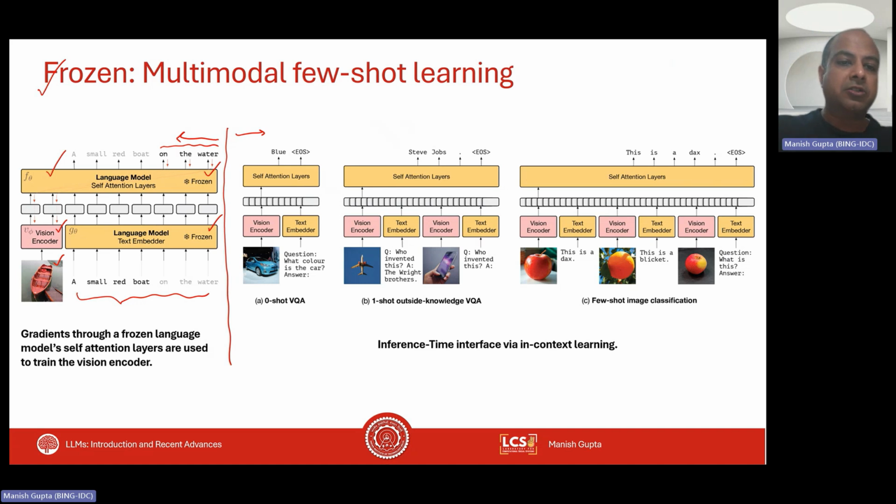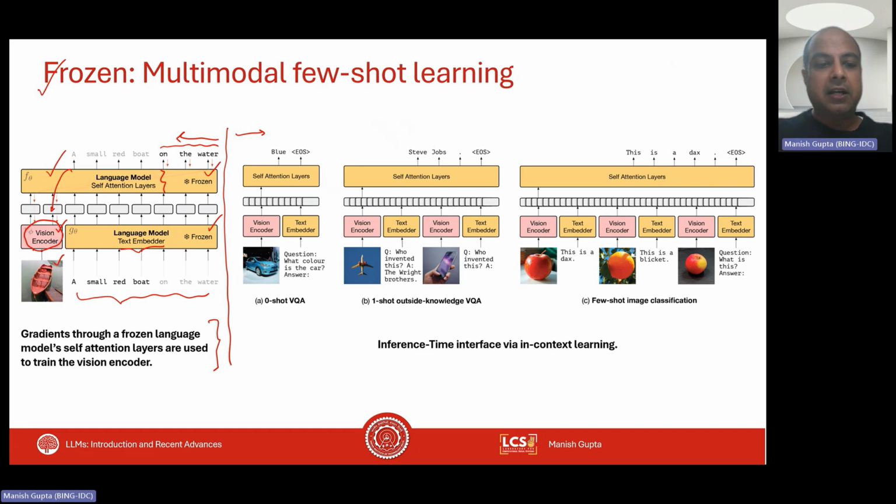Now, the reason why this model is called Frozen is that the large language model, both the text encoder as well as the decoder, are kept frozen while training this model on image caption data. Okay. So when you do fine-tuning with image caption data, you only fine-tune the vision encoder. And that is why this is called Frozen. You keep the text encoder and the text generator frozen. Okay. So the gradients through a frozen large language model's self-attention layers are used to train the vision encoder. The gradients, of course, flow through this, as you can see using those red arrows, right? But then the weights are only updated for the vision encoder.